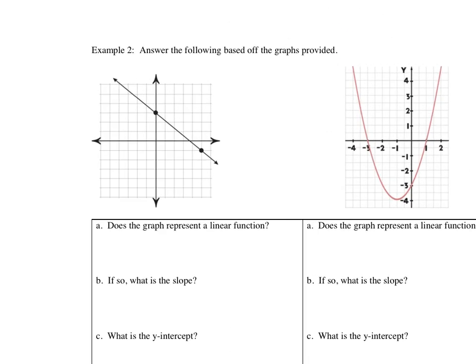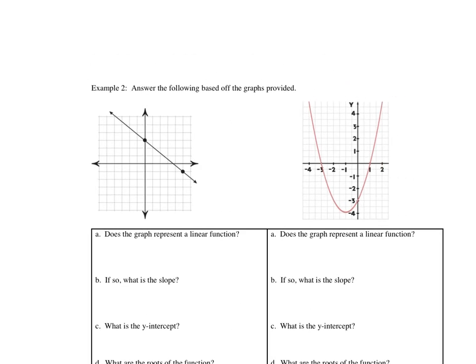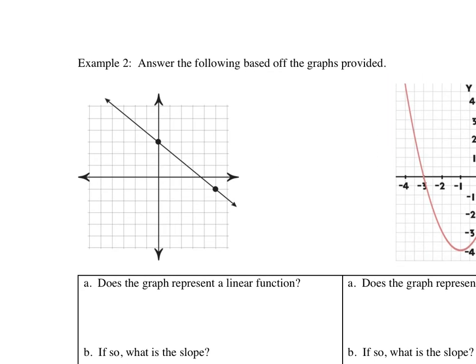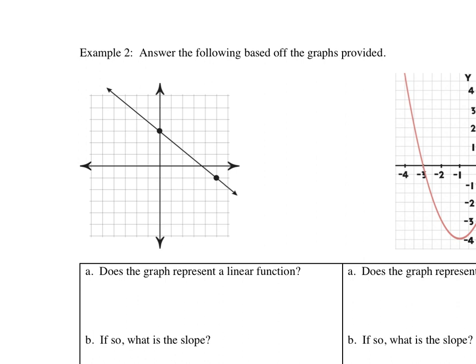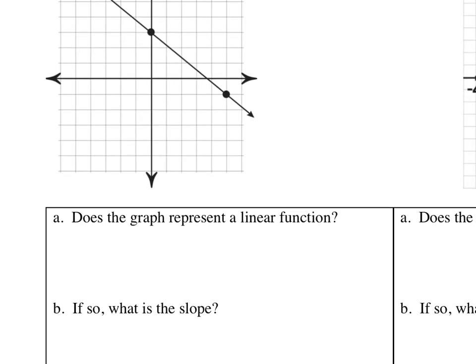Okay. Example 2. Answer the following based off the graphs provided. Again, you're going to notice that one of them is linear and one of them is not linear. If I look at this, I don't know if it's a linear function. So let's look at my graph. This is a linear function because it is a straight line. So we're going to say, yes, this is a linear function, and you're just going to write straight line.